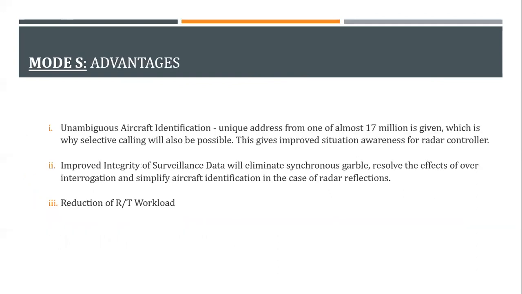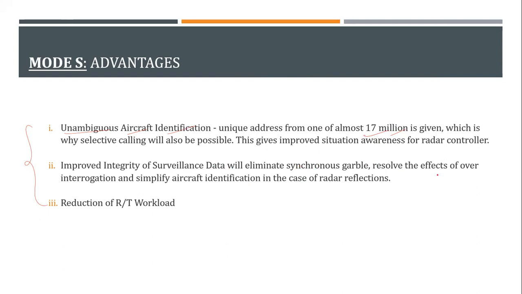Okay. What are the basic advantages in this? We have distinguished aircraft identification. Because we have around 17 million codes, every aircraft would actually have a different code, and this code is fixed from the time the manufacturer has built it. Improved integrity of the surveillance data, as I told you.